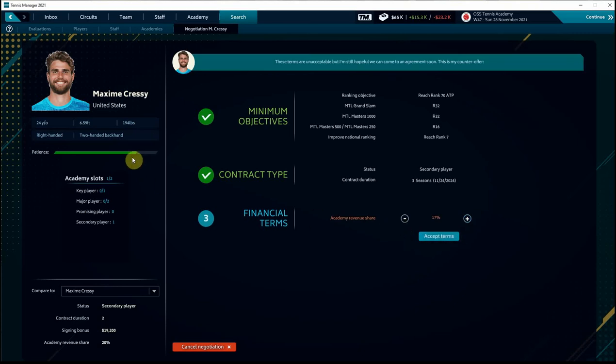No, he wants us to go up to 17. Let's try to meet in the middle at 18%. Contract looks good to him. He'll give us the final offer within the week. All right, well, hopefully we will get a positive result there, and Maxime will continue to fill one of the two slots we have on the team.